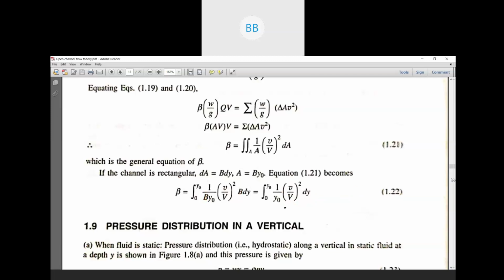I'll give you 1 minute. You just be ready with a pen and paper. Next, we are going to solve a few problems related to this alpha, beta, and average velocity. I'll give you 1 or 2 minutes. You just be ready with a pen and paper.